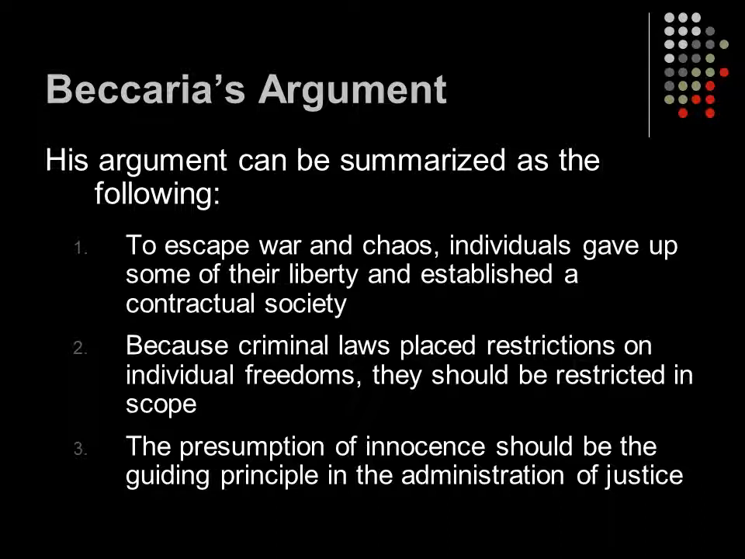And then number three, you might recognize this idea from our system today. He said that the presumption of innocence prior to being found guilty should be the guiding principle in administering justice. So that's an idea that's persisted in our system even to this day. Whether it actually is carried out in practice can be argued, but it is an idea that we still hold to in our system, and it has its roots back in the thinking of some of these early scholars.